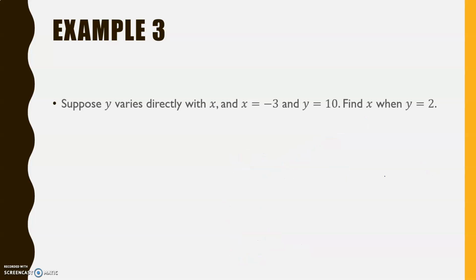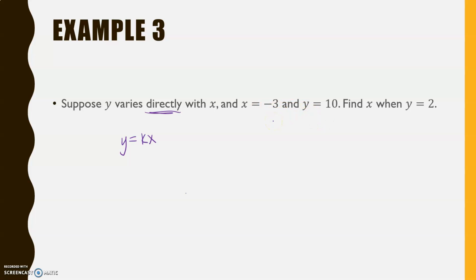Now we're going to write our own equation and then use it to find another value. So we're given this to start with. Suppose that y varies directly with x. The minute I read that word directly, I'm thinking y varies, I'm thinking like this. Y varies directly with x. Y equals kx.